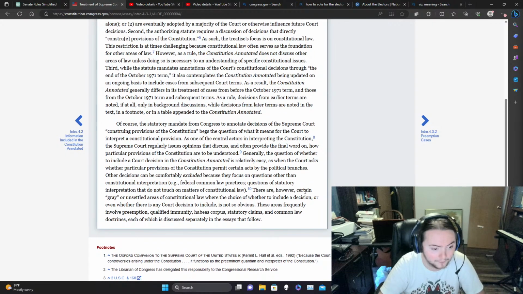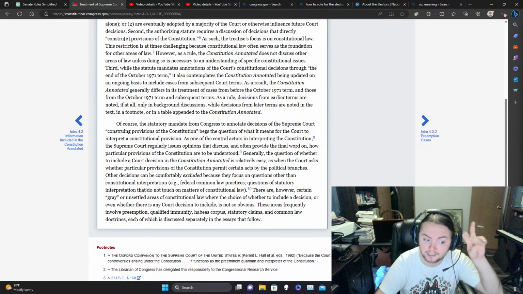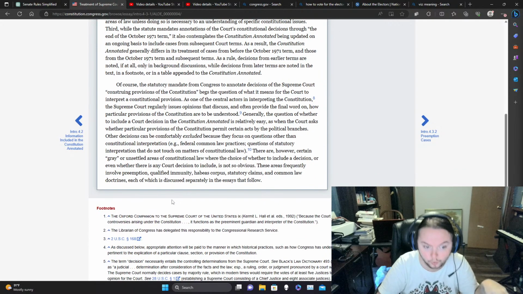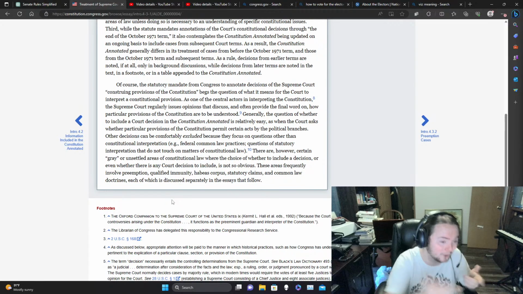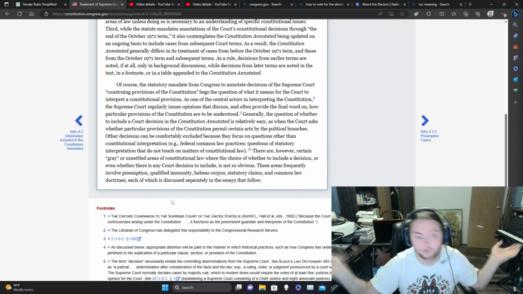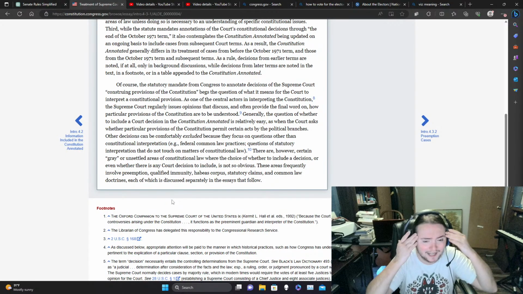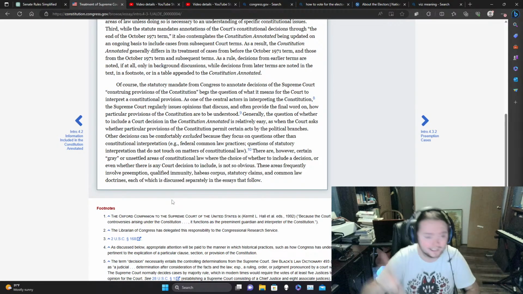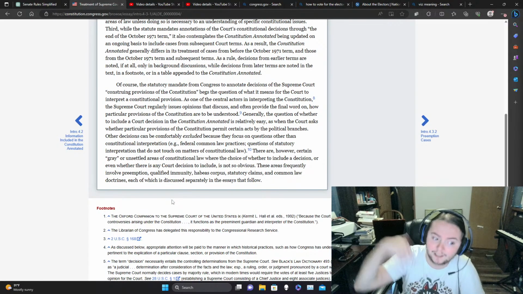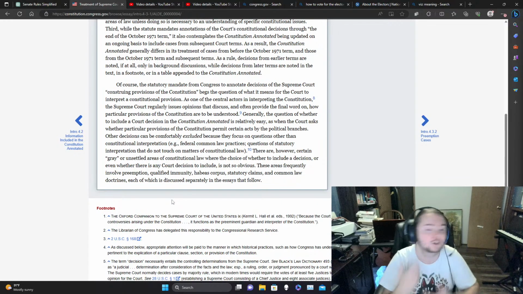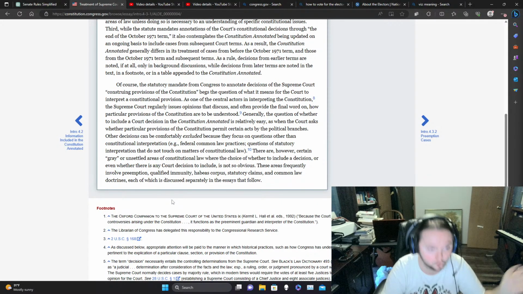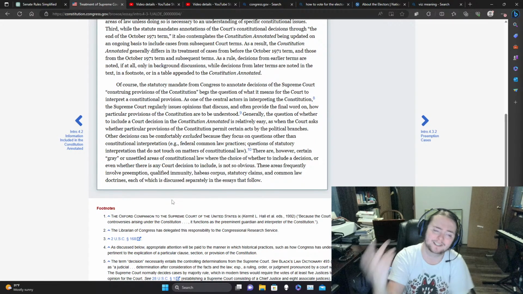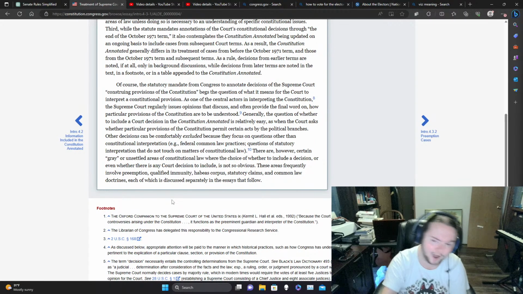There are, however, certain gray or unsettled areas of constitutional law, where the choice of whether to include a decision, or even whether there is any court decision to include, is not so obvious. These areas frequently involve preemption, qualified immunity, habeas corpus, statutory claims, and common law doctrines, each of which is discussed separately in the essays that follow.